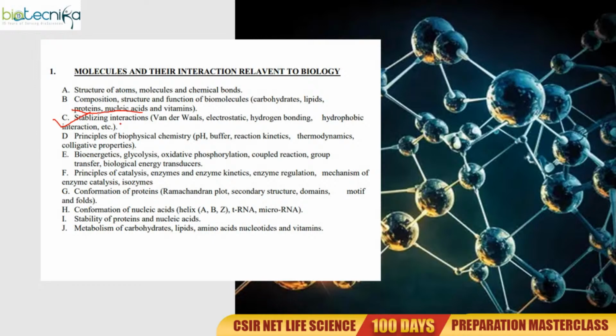Then, when we speak regarding biochemistry, obviously numericals play a very important role, right? Numericals basically come from pH, buffers, reaction kinetics, thermodynamics, and so on. Other than that, we have metabolic pathways that carry huge weightage when it comes to the CSIR NET exam.